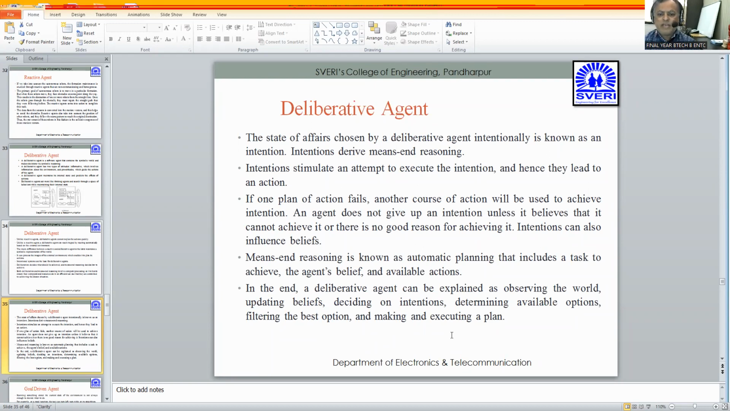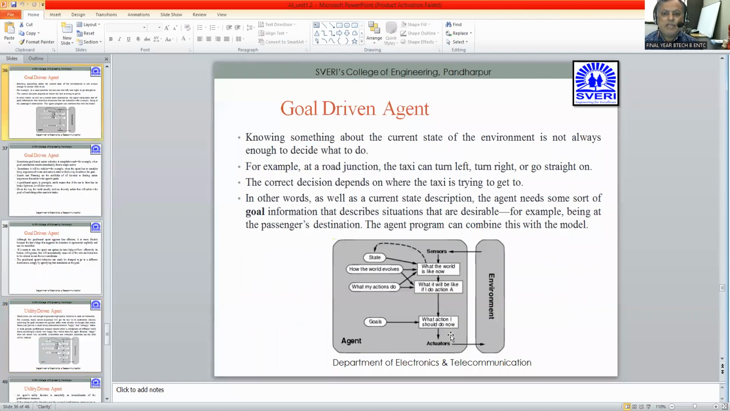So a few of the things that will come into the picture if you want to explain the deliberative agent. The first one is observing the world, updating the beliefs, deciding on intentions, determining available options, filtering the best options, and then making and executing a plan. So this is all about reactive and deliberative agent. Now we'll be going to the next one called a goal-driven agent.